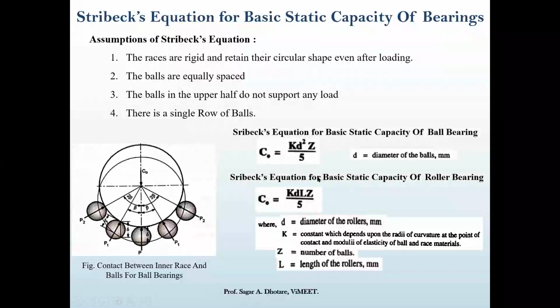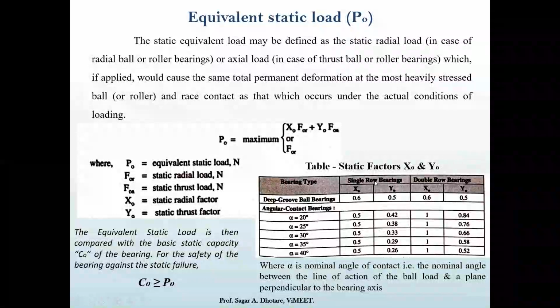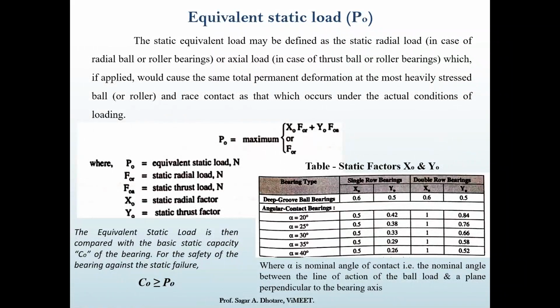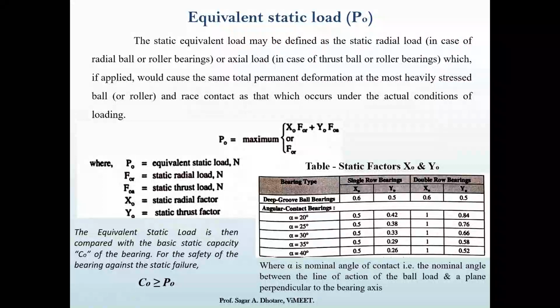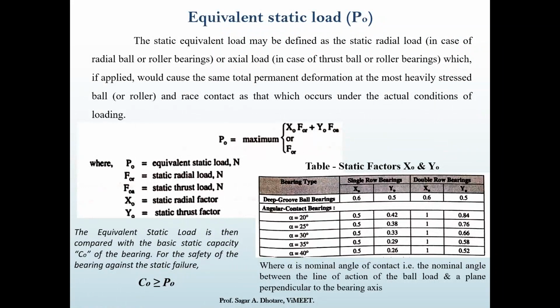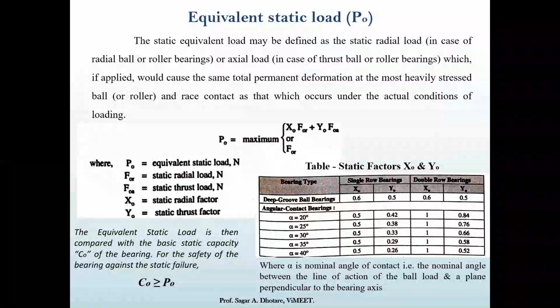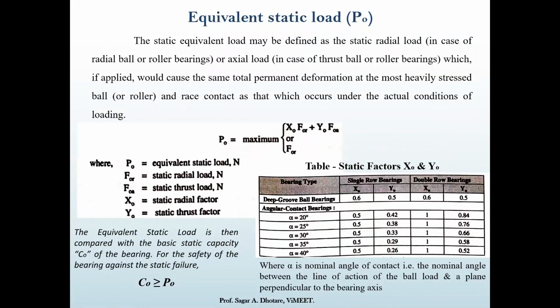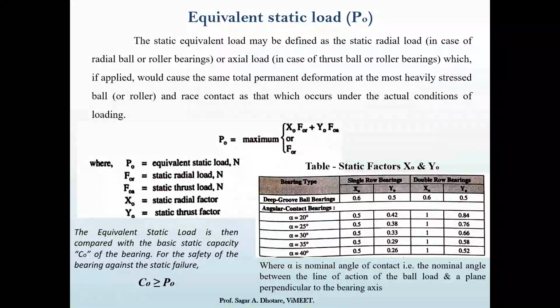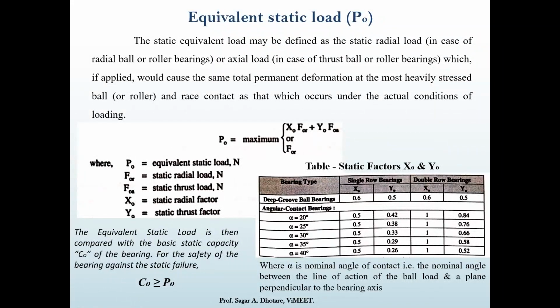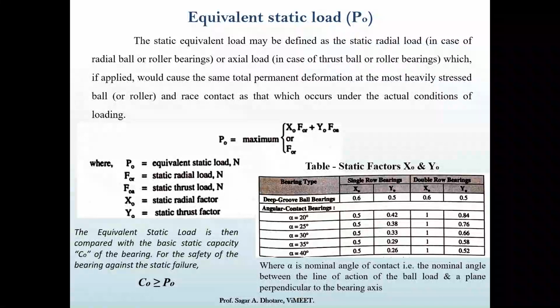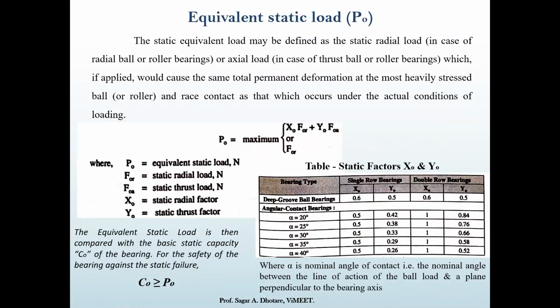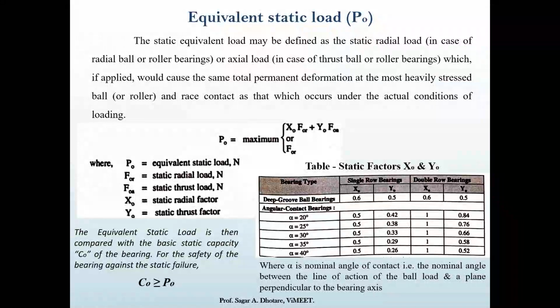So from this equation you can directly find out the static capacity of bearing. Previously we were discussing only one directional load. If there are two directional loads, for example axial as well as radial load, whenever you are considering two different loads, axial and radial, the equivalent load is the imaginary load which is equivalent to the sum of all applied loads.